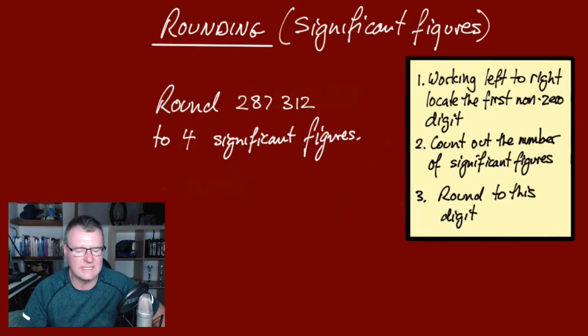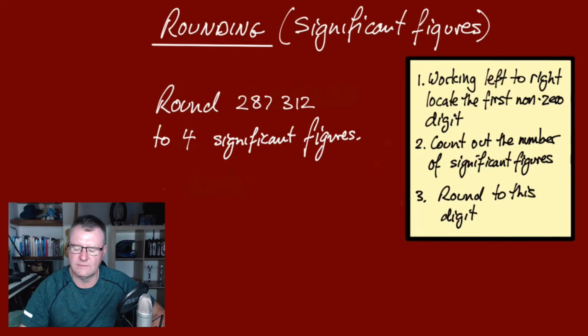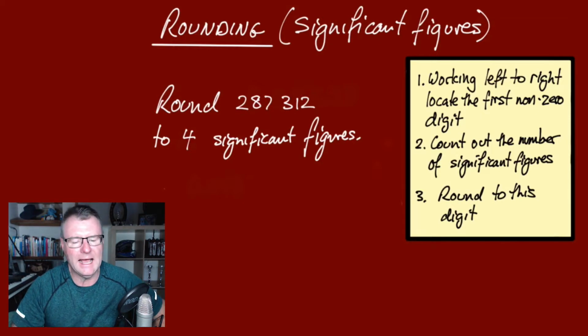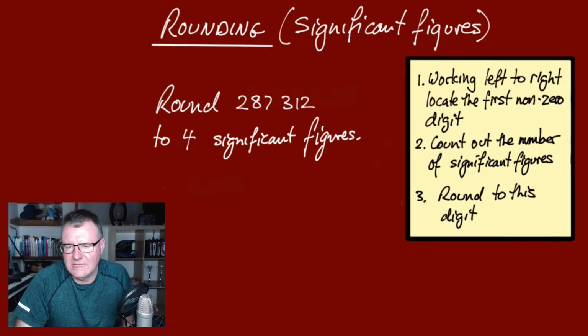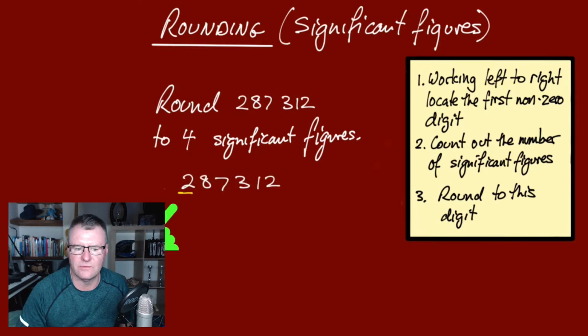This one, 287,312 to 4 significant figures. I gave you 3 fingers. Don't know what happened. So let's follow the same process. Nothing's changed. I'm going to start out to the left, and I'm going to come in and stop at the first number that's not a 0. Happens to be the 2. I'm going to count out 4 significant figures.